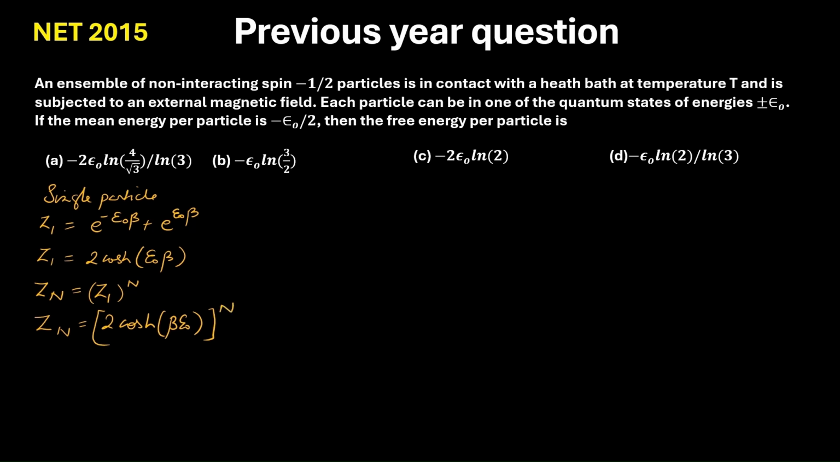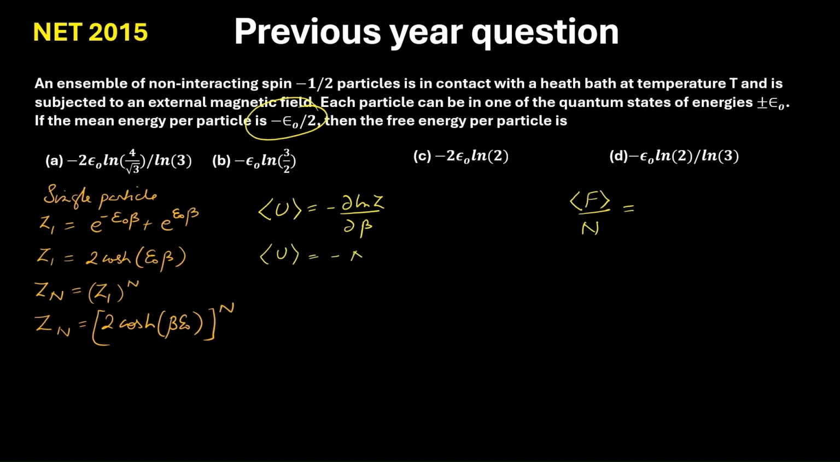The next thing we have to do is, we are told to find the free energy per particle. But to solve this, they have also given the mean energy per particle. So we have to find the energy also, because it will lead to simplification of the expression. This one we can calculate by minus d ln Z by d beta. So you can pause the video and solve it.